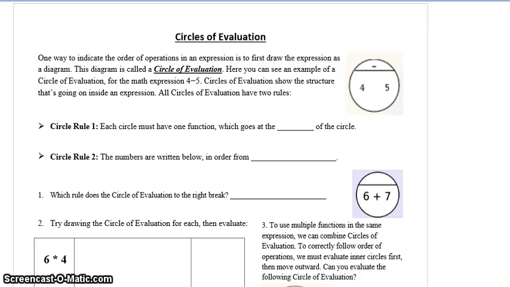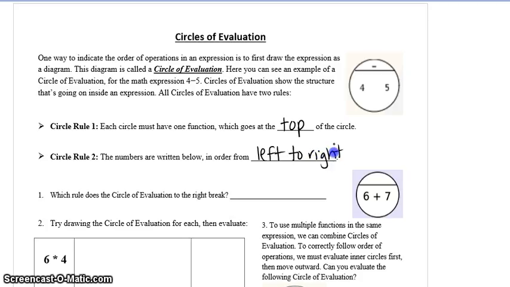All circles of evaluation have 2 rules, very important rules. Circle rule 1, each circle must have one function which goes at the top of the circle. So you'll notice in our example up here, the subtraction symbol is up at the top of the circle. Circle rule 2, the numbers are written below in order from left to right.